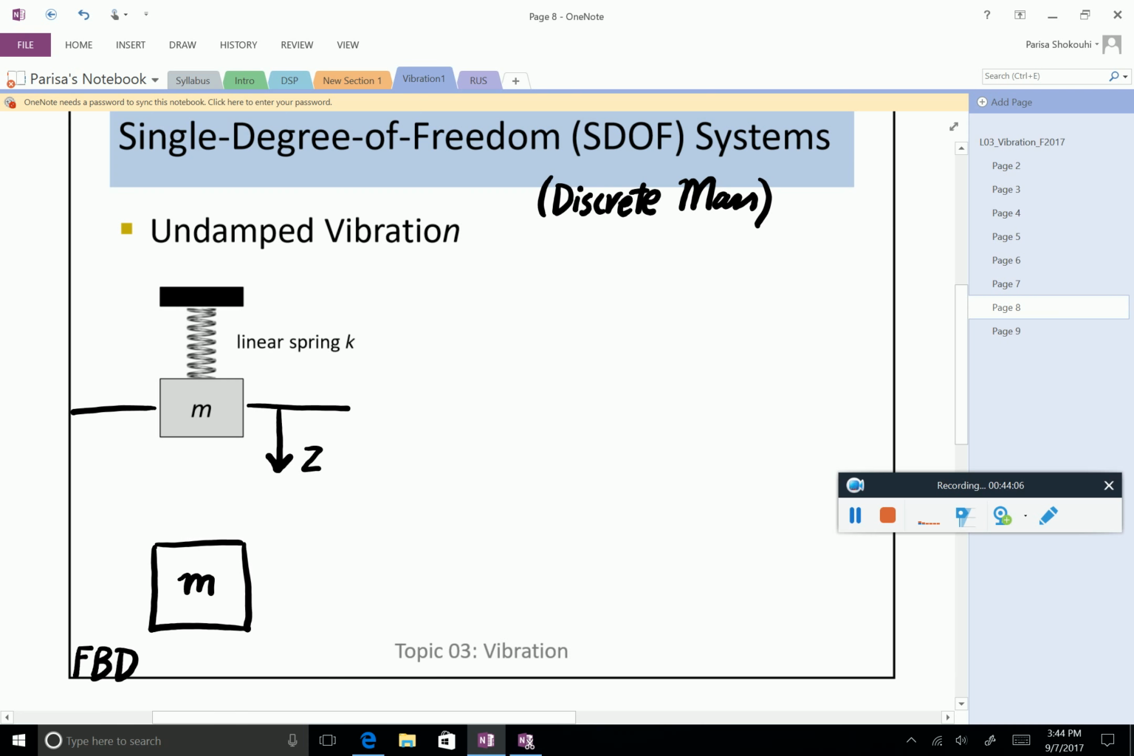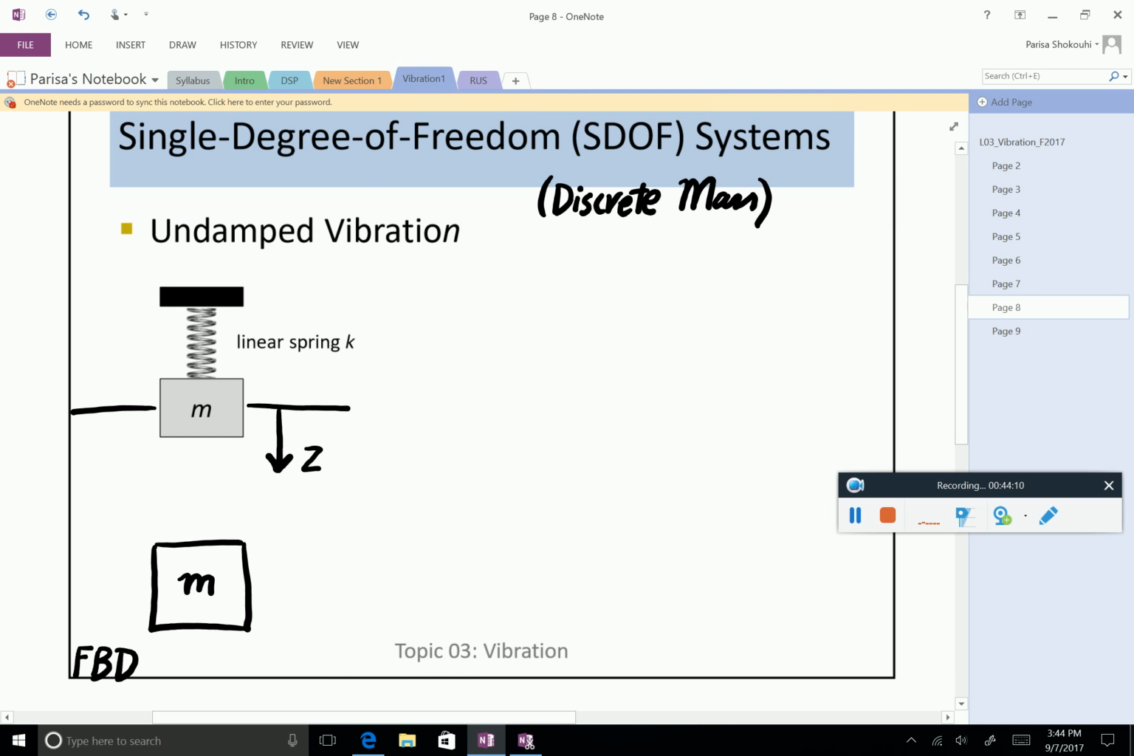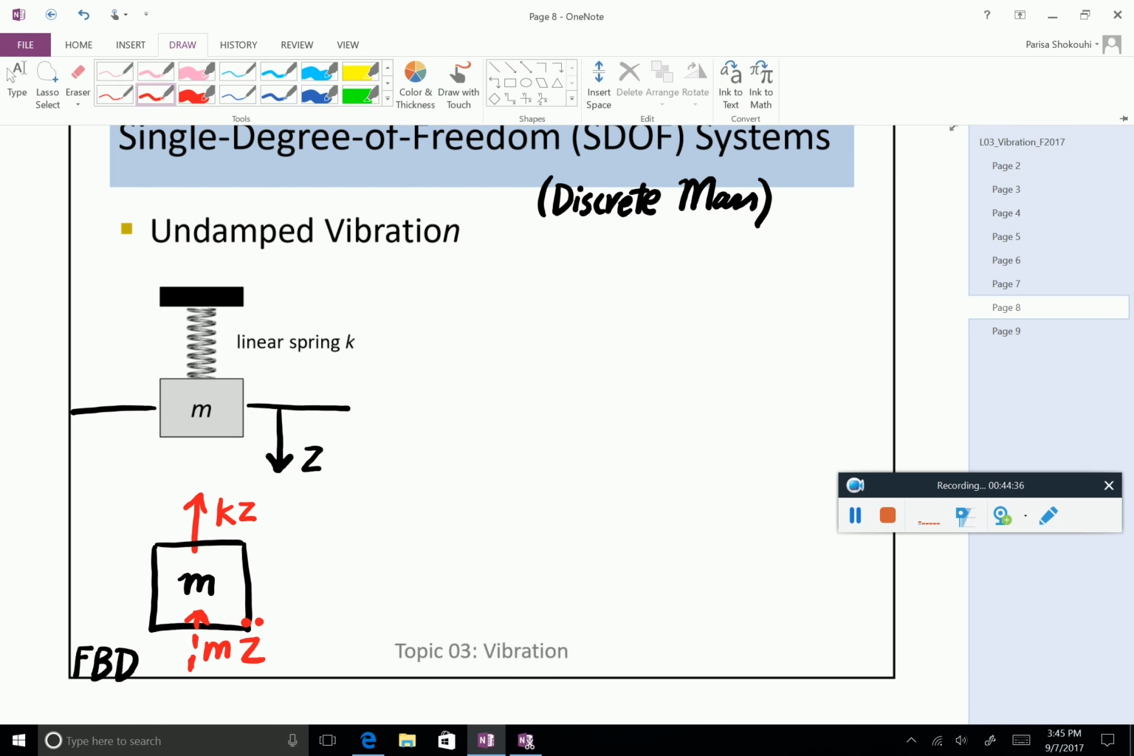So the forces which act are very simple. If we move this a little bit down, the spring wants to bring it back up again. And then you have the inertia force. It's not a real force, so I put it like this. And then you can write the dynamic equilibrium.